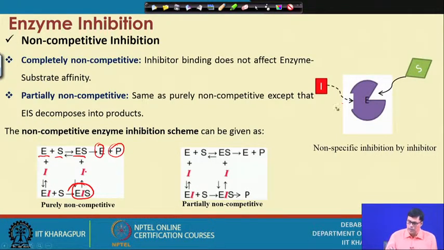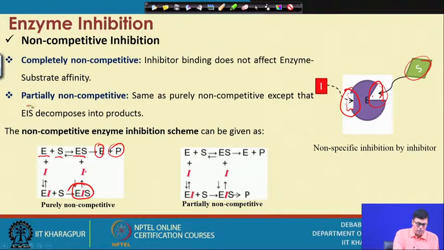Here, if you look at it pictorially, the inhibitor binds at a site other than the active site, and it changes the configuration of the active site so that your substrate molecule cannot react. The substrate can sit here, the active site is this, but it will not give any kind of product molecule. So the inhibitor can bind here and the substrate can bind here, but it will not give any product.